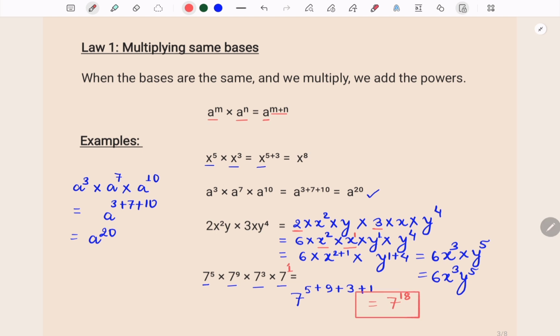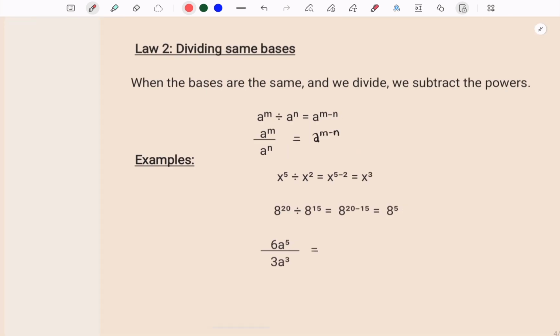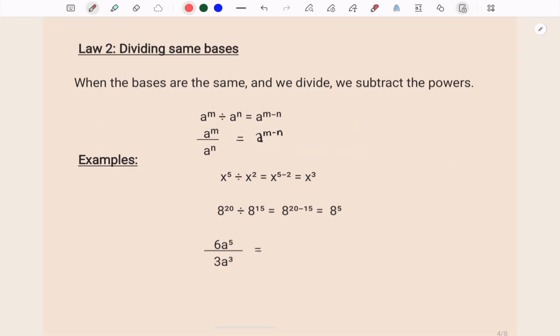Alright. Moving on to the second law. The second law says that when bases are the same and we divide, then we subtract the powers. There is a difference here that we need to identify. In the previous law, we were multiplying, but now here we are dividing. So now the powers needs to be subtracted.